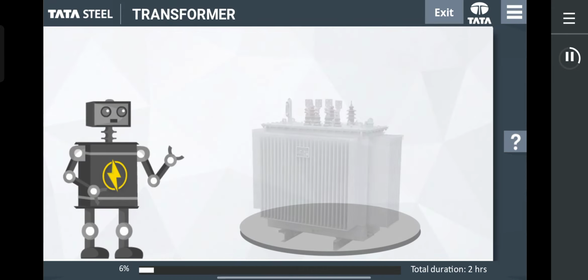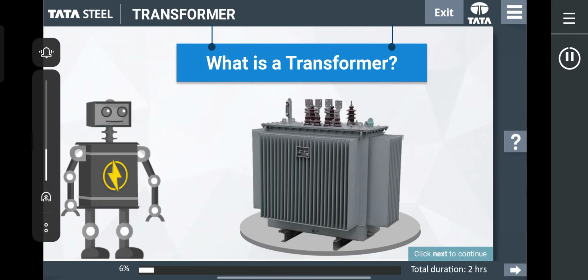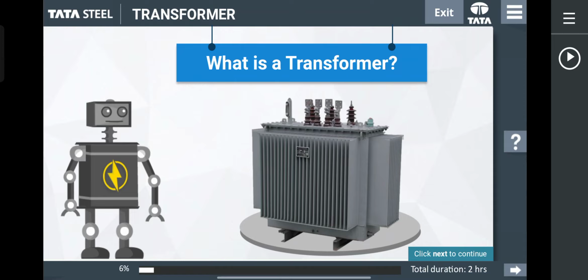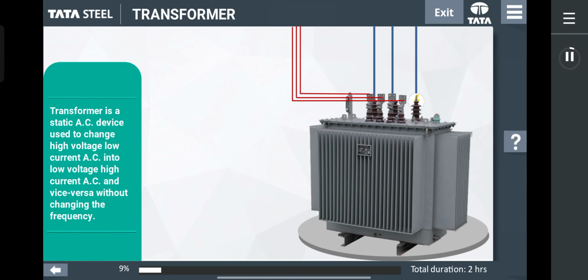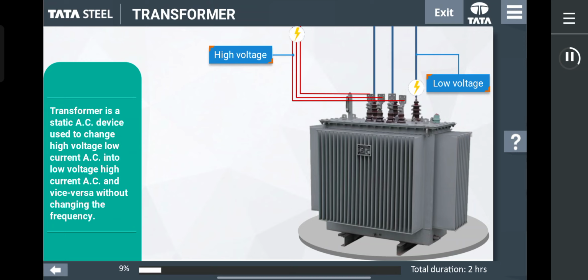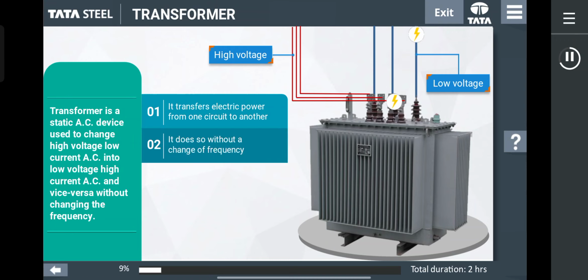We have heard the word transformer a lot in daily lives, but what is it? Transformer is a static AC device used to change high voltage low current AC into low voltage high current AC and vice versa without changing the frequency. In brief, it transfers electric power from one circuit to another. It does so without a change of frequency.